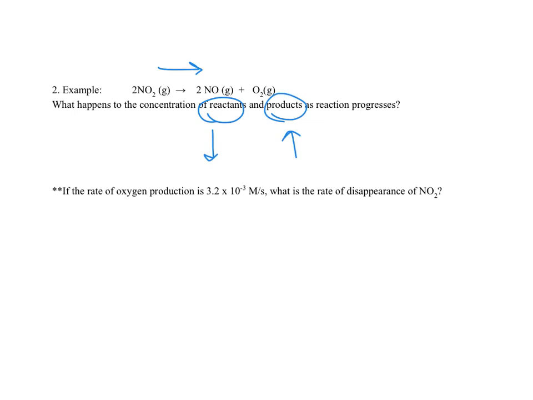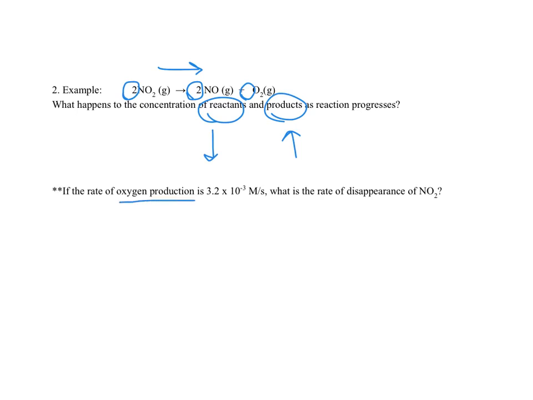So in our previous unit, Unit 4, we talked about how these coefficients, we used them as mole ratios. So when we talk about reaction rates now, we're going to use those coefficients to help us compare the rate at which things appear or disappear. So let's take a look at this.